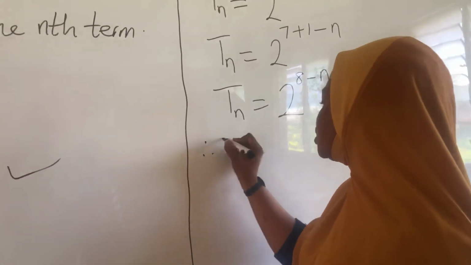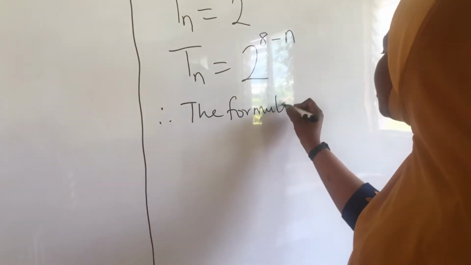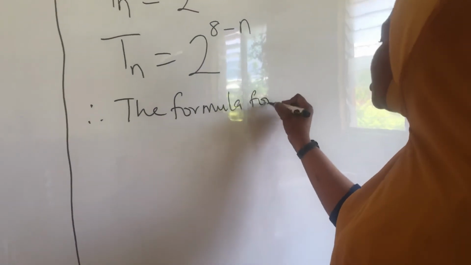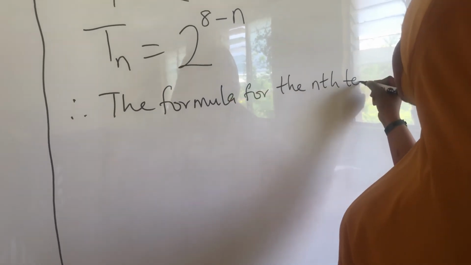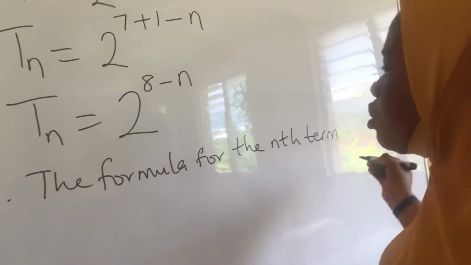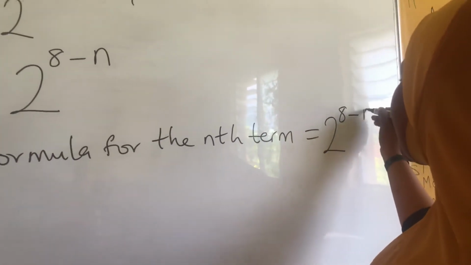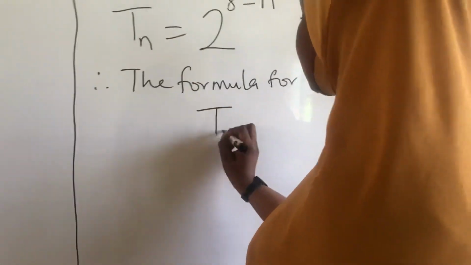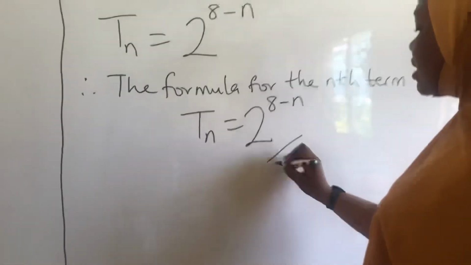So therefore the formula for the nth term of this sequence is equal to 2 raised to the power of 8 minus n. So 2 raised to the power of 8 minus n. So that is the answer.